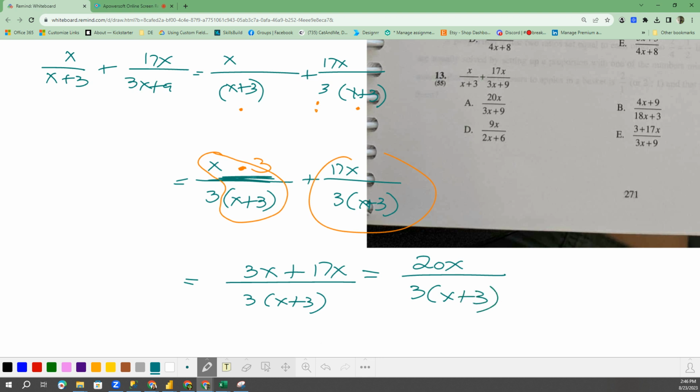So now we need to factor out 20x, see if we can cancel with 3. So 20 is 2 times 2 times 5 times x over 3 times x plus 3. Is there anything that you can cancel? There's really nothing, right? So there's nothing to cancel. So therefore, this is the answer.